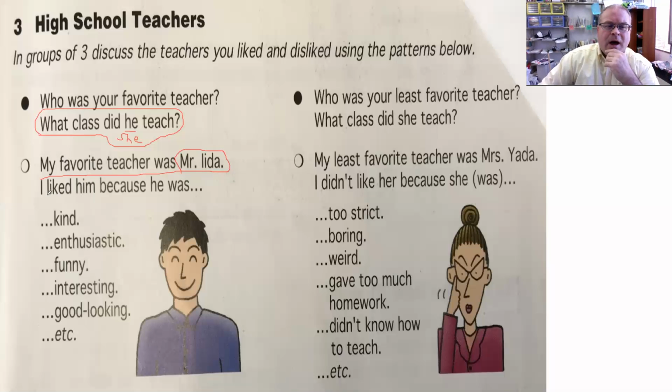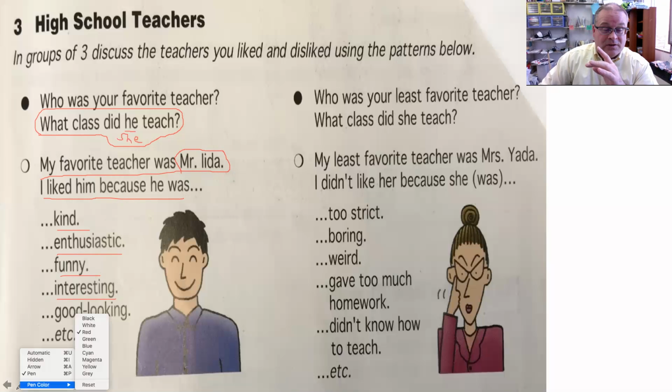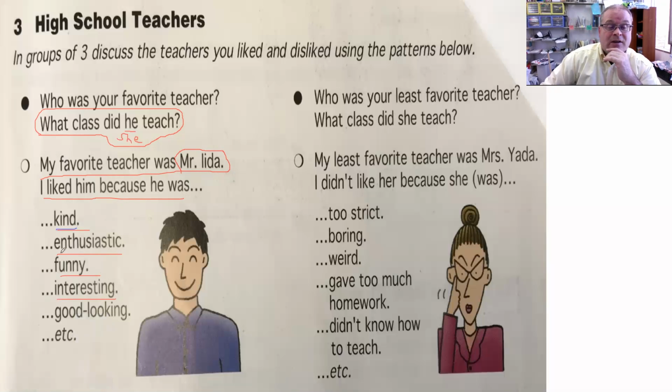Okay. Now, I liked Mr. Zook because he was kind, enthusiastic, funny, and interesting. He wasn't good looking. So I liked Sister Teresa Mary. Okay, I liked Sister Teresa Mary because she was kind, enthusiastic, funny, and interesting. She wasn't good looking either, but that's okay.